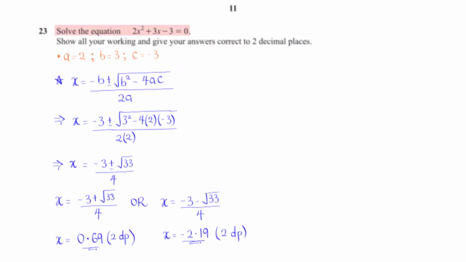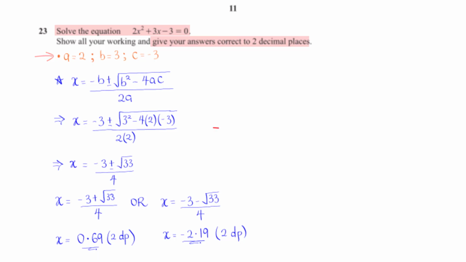Solve the equation 2x squared plus 3x minus 3 equals 0. Show all your working and give your answers correct to 2 decimal places. So stating the quadratic formula, we have x is equal to negative b plus and minus square root of b squared minus 4ac all divided by 2a. A is equal to 2, b is equal to 3, and c is equal to negative 3.